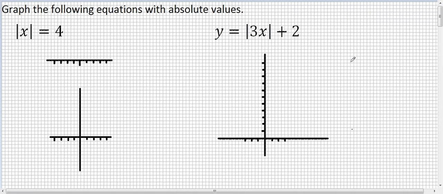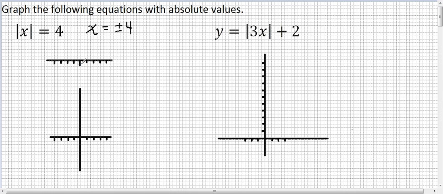The absolute value of x is equal to 4. Since 4 is a number bigger than 0, we can remove the absolute value symbol from x and set it equal to the plus and minus of this number. So the solutions to this equation are 4 and minus 4.